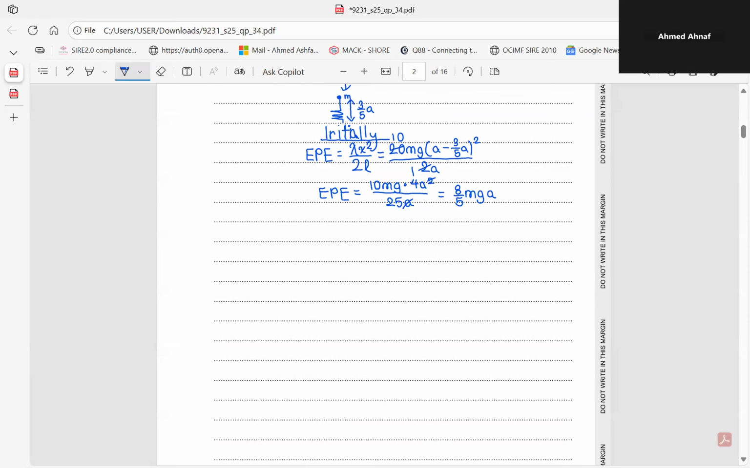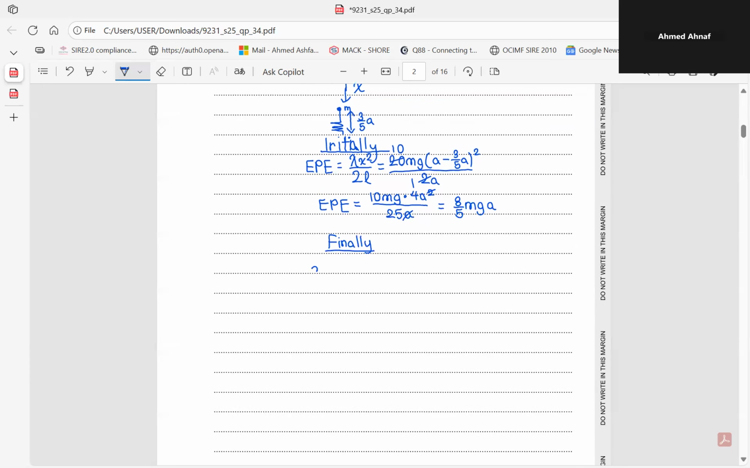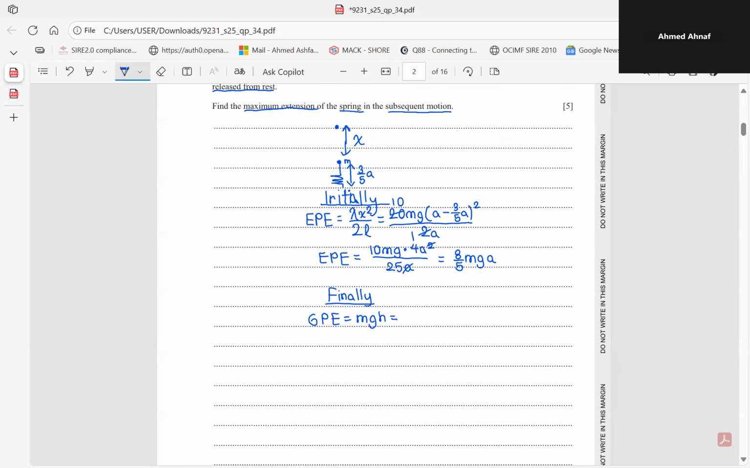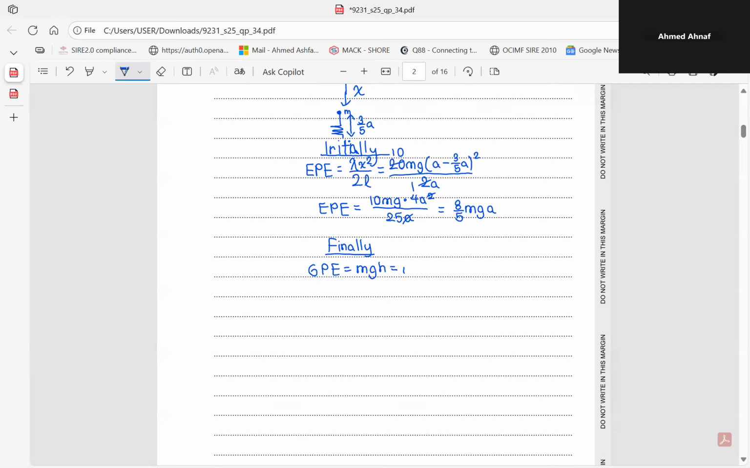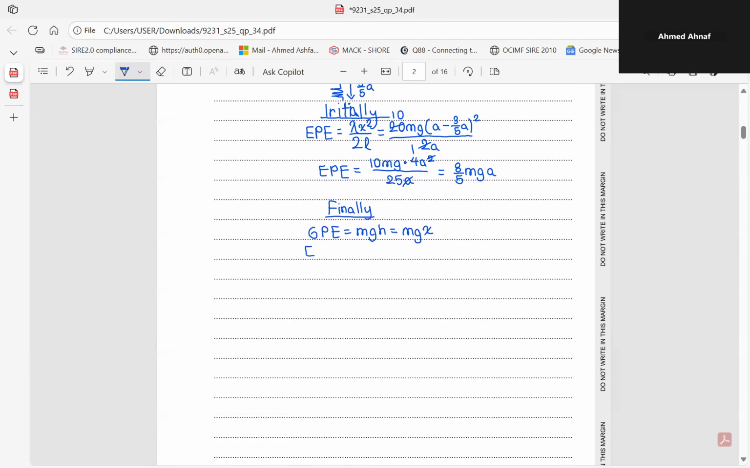Okay, now let's find the total energy in the final position at maximum extension. So let's find the GPE gained. So that's just mgh, where h is the height moved, and in this case, we are assuming that it moves x meters up, so it's just mgx. Yep, okay. Now we're going to find the EPE again.